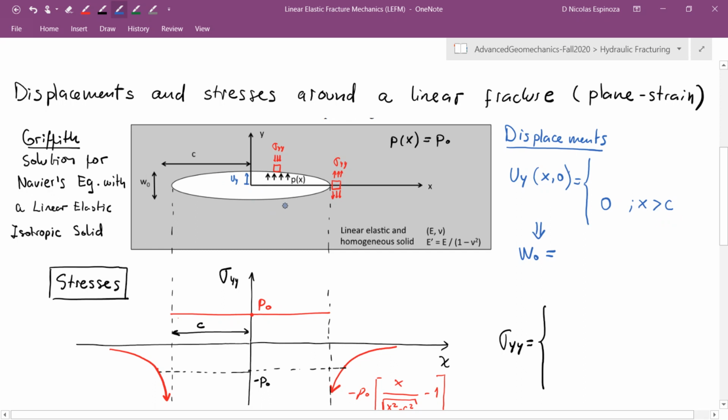Remember that in this case, I'm just analyzing a static fracture. It's not propagating, it's just being pressurized and it's being deformed.